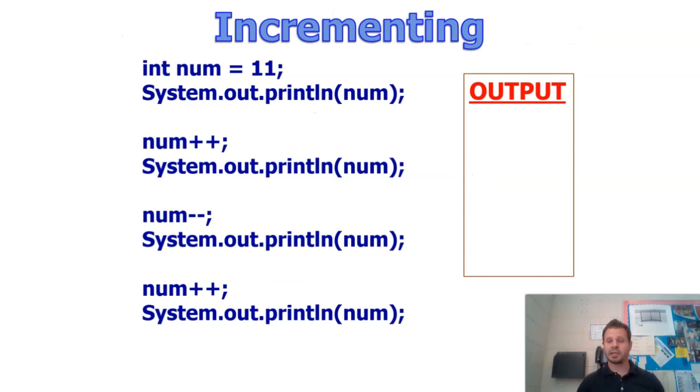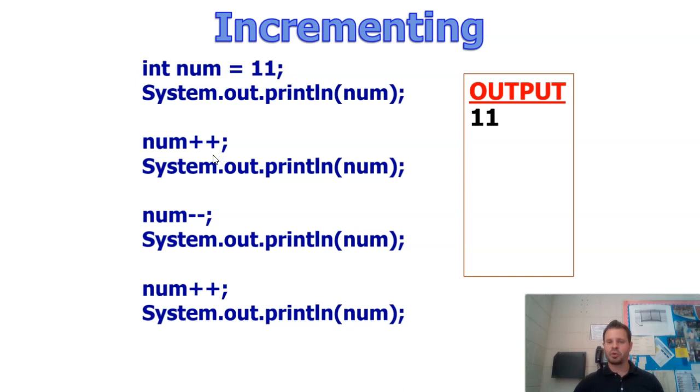Now, just like taking a variable, adding something to it, and reassigning it, adding 1 or subtracting 1, kind of counting up or down on variables, will be very common as well. That's why we have the incrementing and, I suppose, decrementing operators. And what those are is, let's say we have int num gets 11. When I print that, we've got an 11.